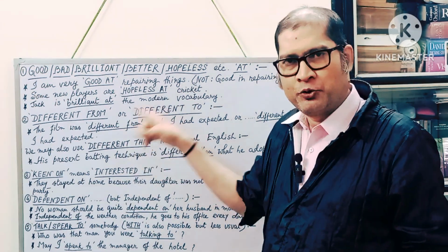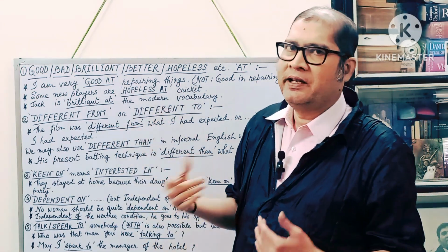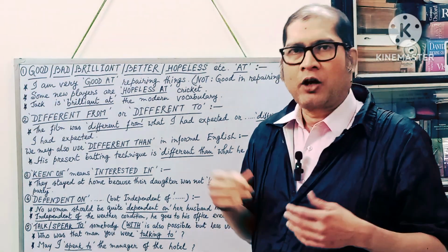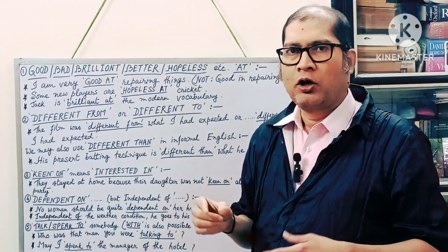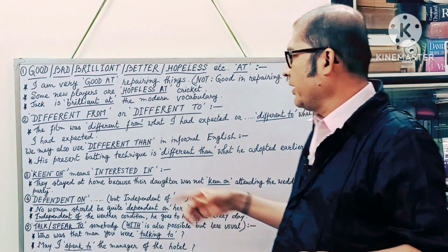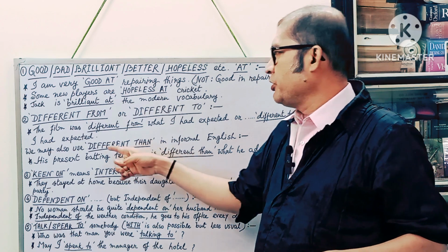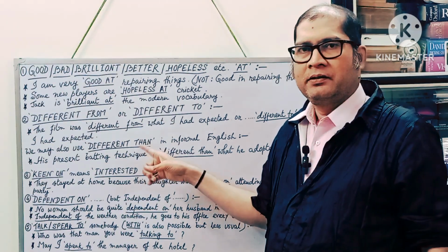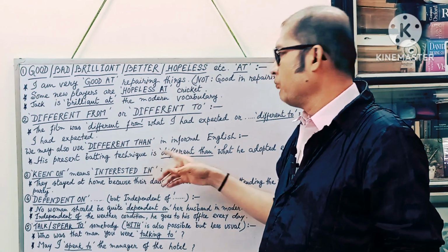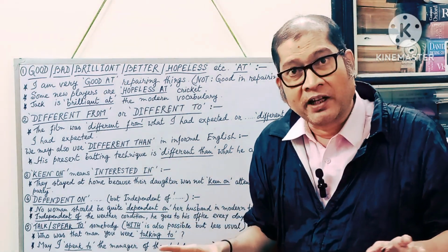This is a bit unusual. Why? Because in India, we generally know that than is used only when there is a comparative word, like more or better, worse, something of that sort. But here, this is the exception. Here you see different than. This preposition than is often used after different, but not in formal English.